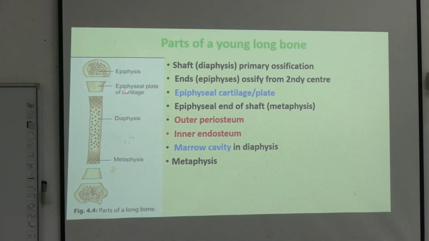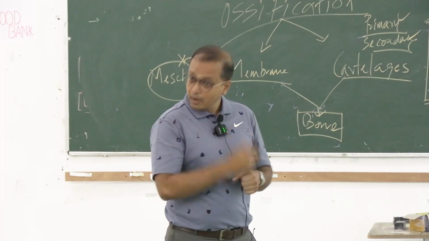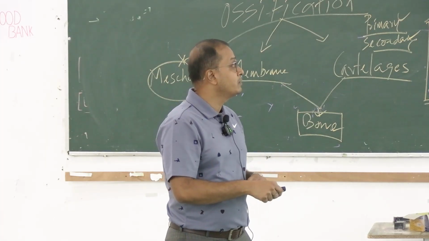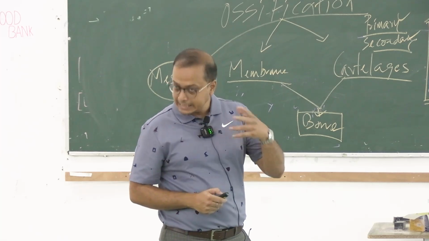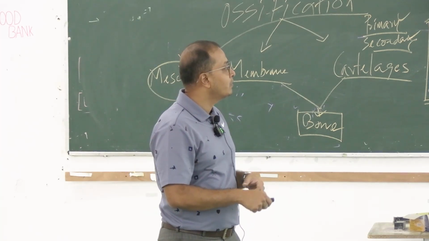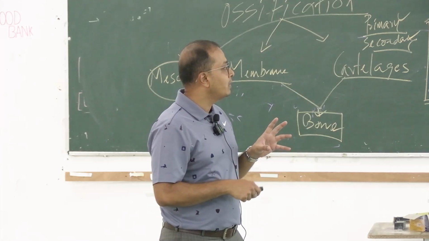We have to know what is meant by epiphysis. This epiphysis develops from the secondary ossification center, and the shaft develops from the primary ossification center. Now, what is the primary ossification center? The primary ossification center yields the diaphysis. The secondary ossification center gives the ends, which we call the epiphysis.